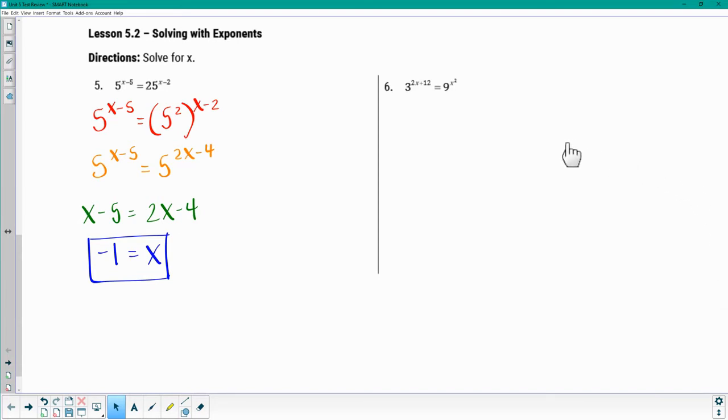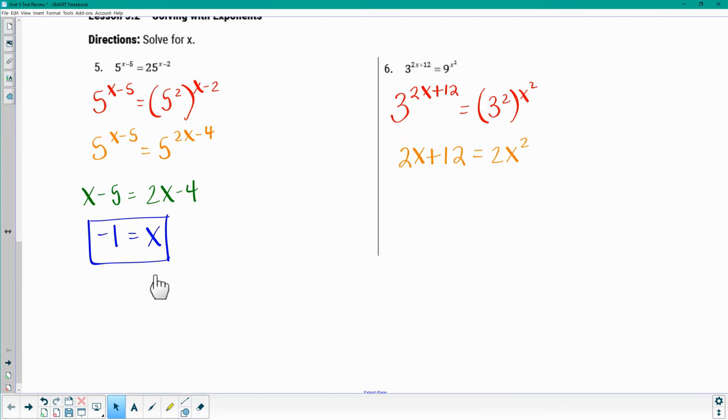Now for number 6, it's going to follow a similar method. I have 3 and I have 9, but I know that I can rewrite 9 as 3 squared. Now, when I get this simplification, because remember, bases are the same, I'm saying they're equal to, therefore my exponents should be equal to each other, I run into a little bit of a different solving problem. It's not going to be one of the straightforward problems where we just move terms around.